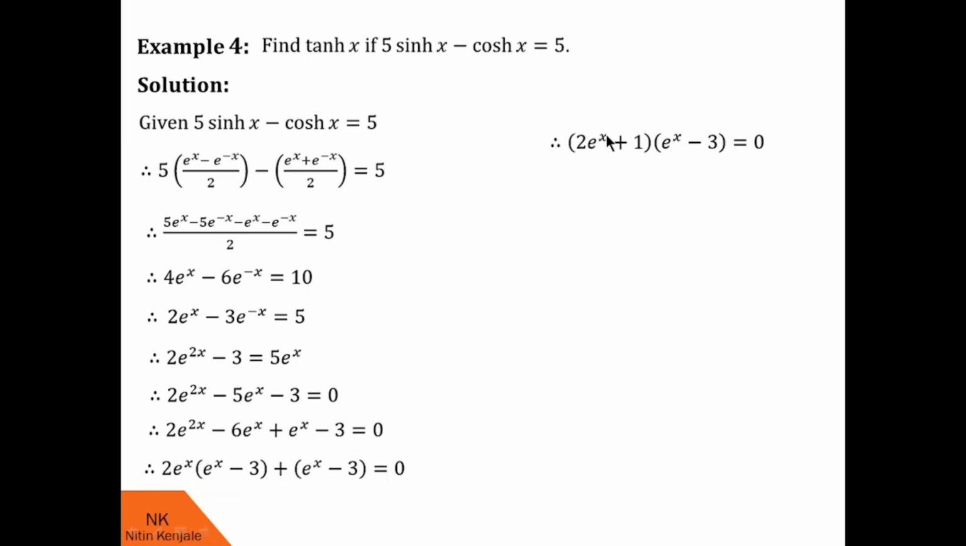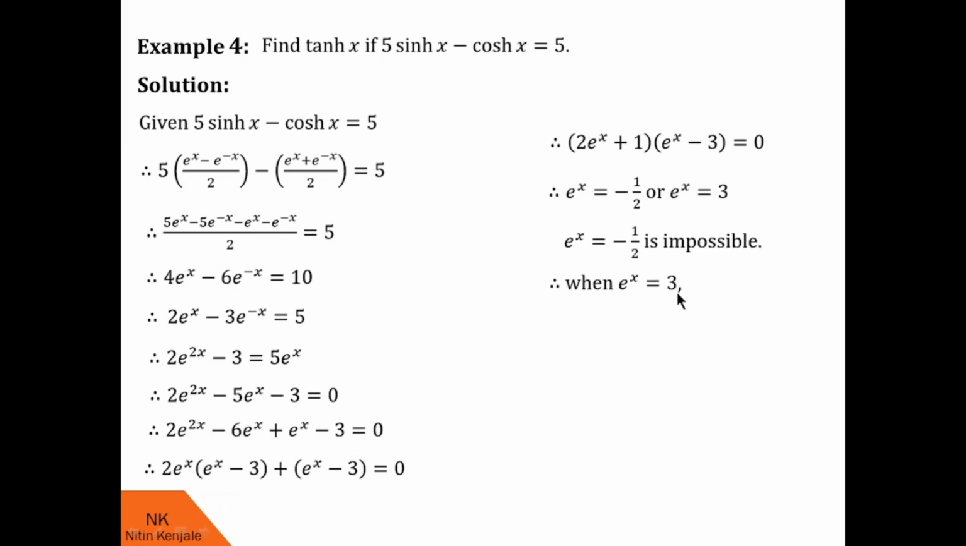So either 2 e raised to x plus 1 is equal to 0 or e raised to x minus 3 is equal to 0. When we take 2 e raised to x plus 1 is equal to 0, we get e raised to x is equal to minus half, and the other part gives us e raised to x is equal to 3. Once again, we neglect this value of e raised to x as e raised to x is never negative. So e raised to x has to be equal to 3.